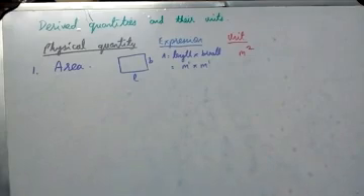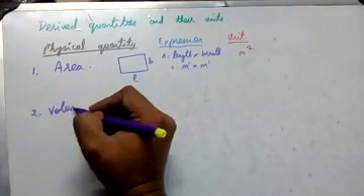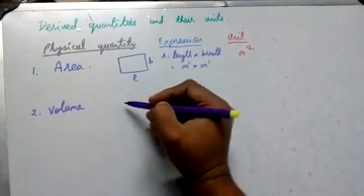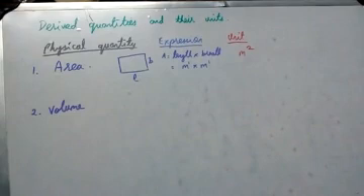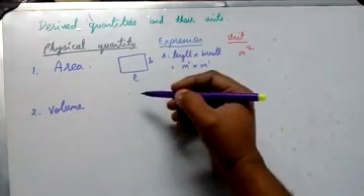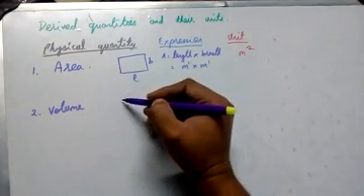Next we'll take volume. The second one is volume. We have used liters and all. When you buy oil or milk, we say liters, half liter packet of milk, 1 liter packet of milk. But in science we must take meters only, or meter cube. Let's see how to do that.